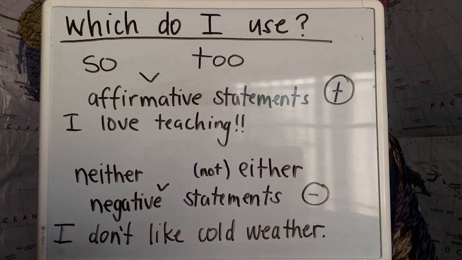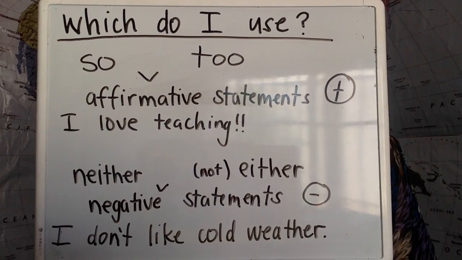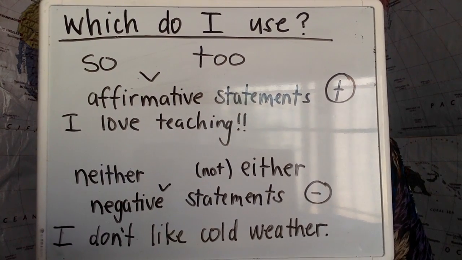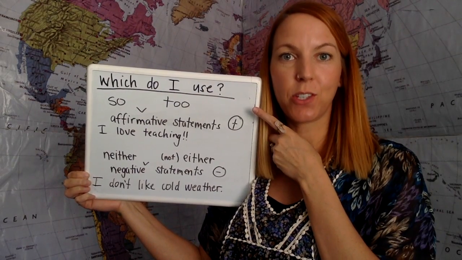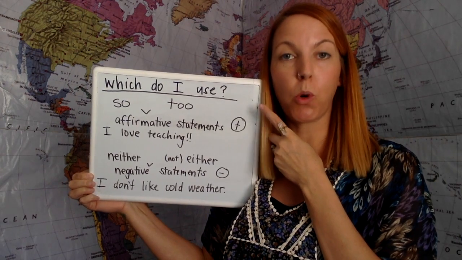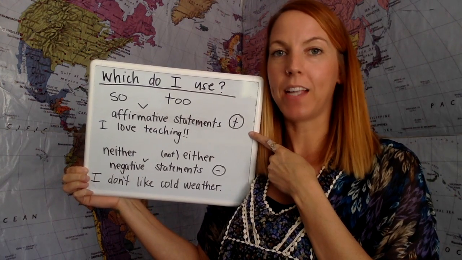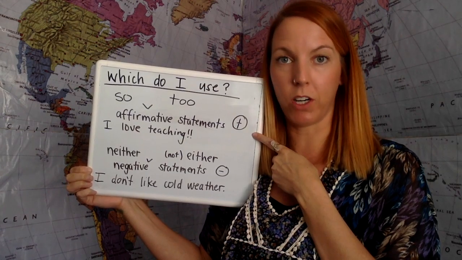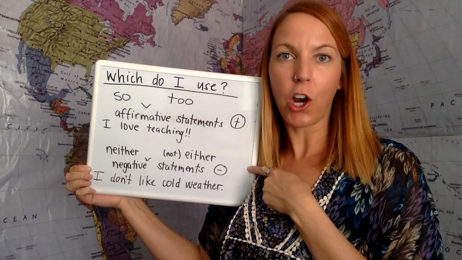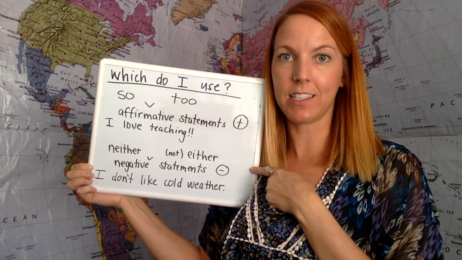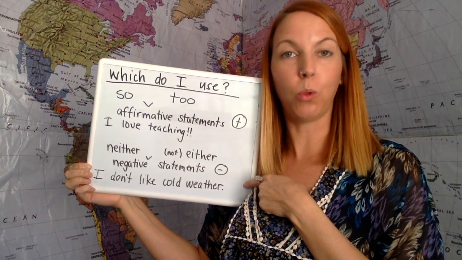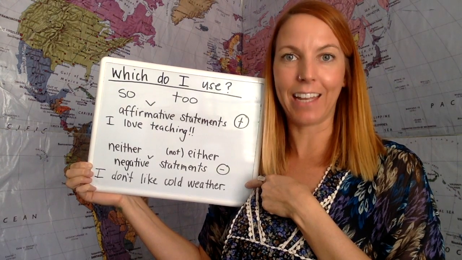So how do you know which word to use? So, too, neither, or not either? Take a look at this explanation and examples. Feel free to pause the video and write this down before you continue to listen to my explanation. As you can see, so and too are used for affirmative statements or positive statements. In the example, I love teaching, we know that's affirmative because there are no negative words. Neither and not either are used for negative sentences. You can see in the example, I don't like cold weather, not indicates the negative sentence.